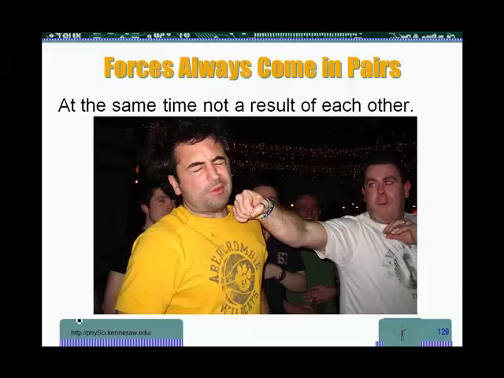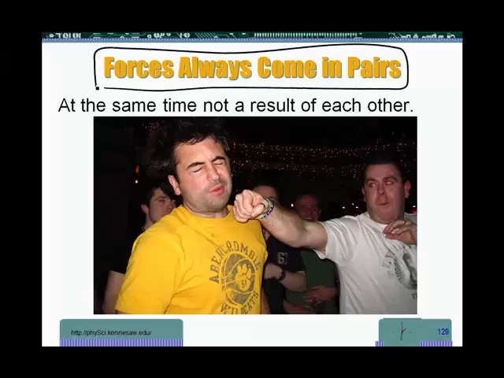I just looked on the web for a picture of someone hitting someone, and I got this one. I'm not sure if it is the correct qualifier or not, but these two gentlemen here, it seems, were at a party, and one of them decided to hit the other one. Now, what Newton's third law says is that forces always come in pairs at the same time, not as a result of each other. They come in pairs.